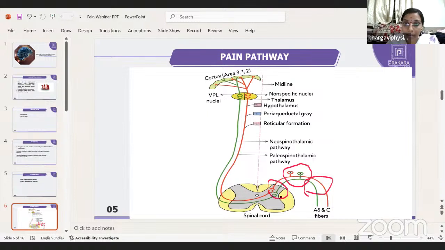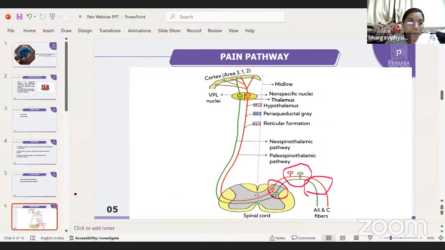Okay, till here it is clear, I hope. Then what will happen? First, we will see the C fibers. This is the paleospinothalamic tract. So now here the synapse is going to take place. The fibers which are coming from the dorsal root are going to terminate here in the posterior root.